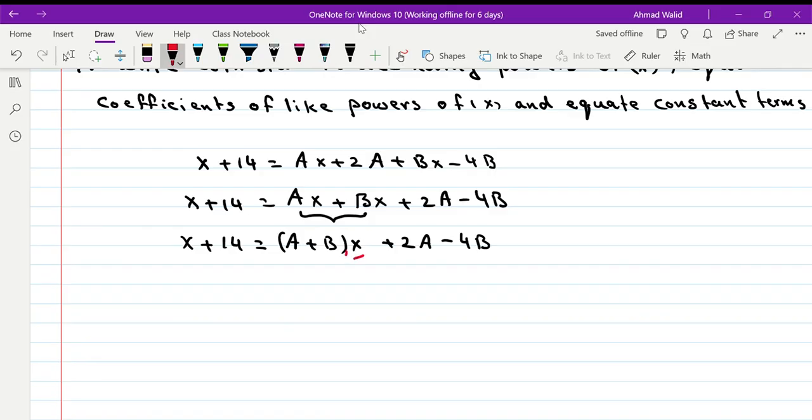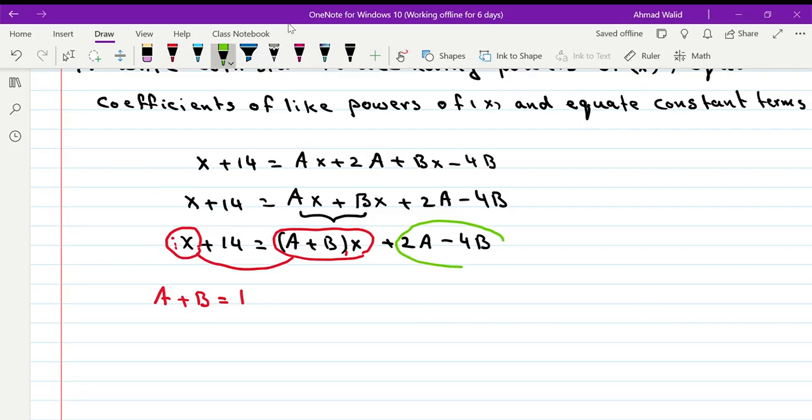This term, which is a plus b times x, is actually this term. Equate the coefficients. The coefficient on the right side is a plus b. That's your coefficient of x, right? How much is the coefficient of x on the left side? You see you have here 1x, 1. Also equate the constant.